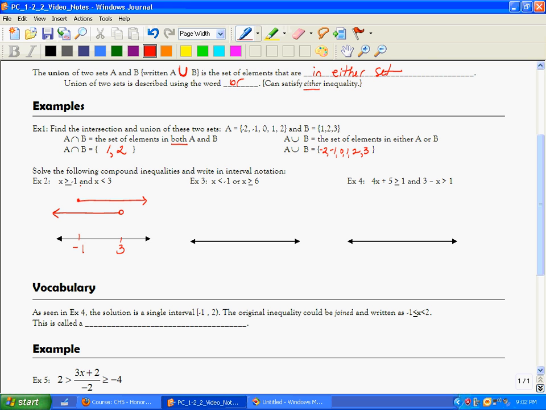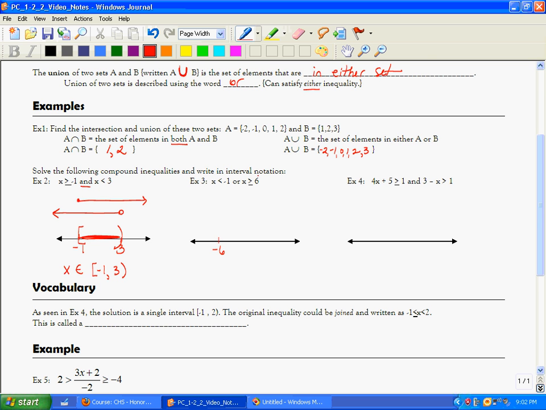And we're looking at the word and means it has to be in both sets. That means it's 1 including the 1 all the way up to 3, but not including the 3, and everything in between. That's the graph of it, and then if you write it in interval notation, that would be the set of x with all the elements from -1, including the -1, all the way up to 3, but not including the 3.